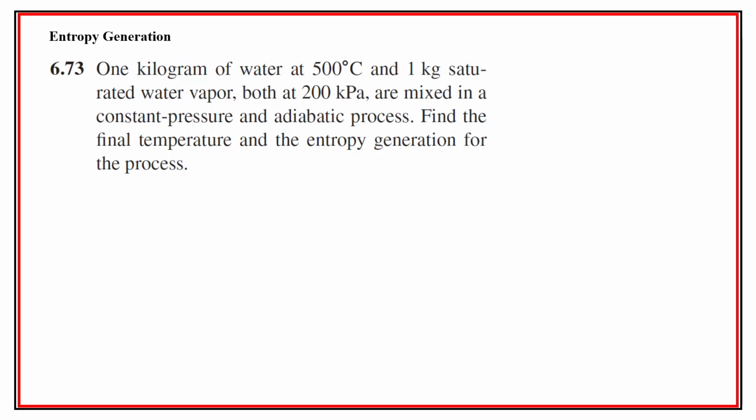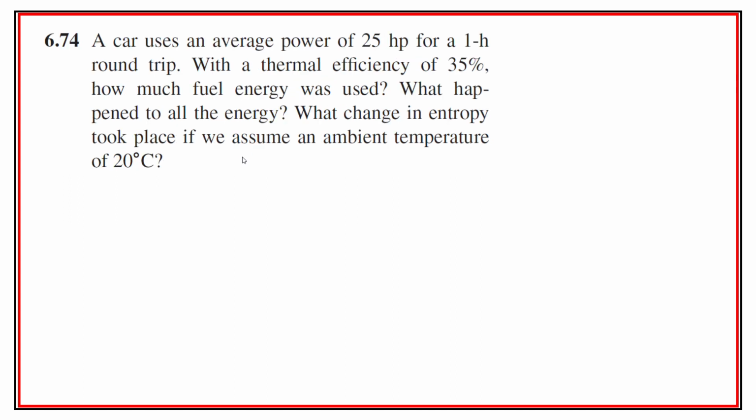More examples for class 23. Here is, whoops, we already did this one. Just want to go to this one. There you go. A car uses an average power of 25 horsepower for 1 hour round trip with a thermal efficiency of 35%. How much fuel energy was used?